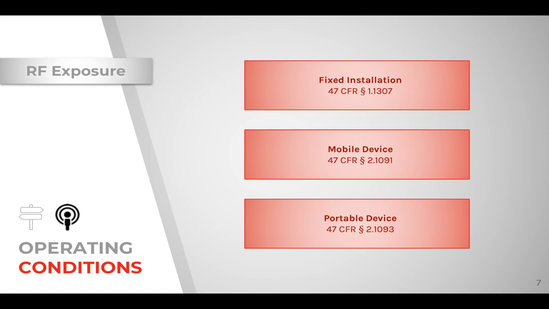Again, MPE limits are derived from SAR limits. SAR tends to be the more strict and more restrictive limit. So if it meets SAR limits, then it should also meet MPE limits. So again, fixed installation and mobile devices. Don't confuse mobile devices with a mobile phone or a smartphone, but these two will follow MPE limits, and portable devices used less than 20 centimeters from the human body will require SAR limits.